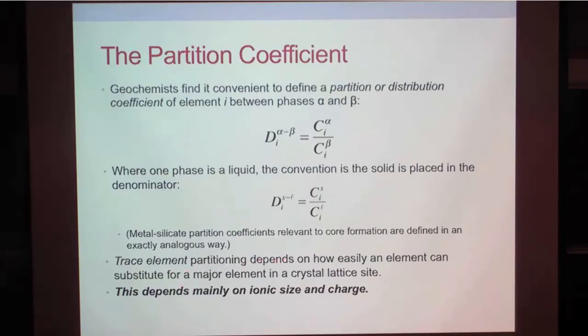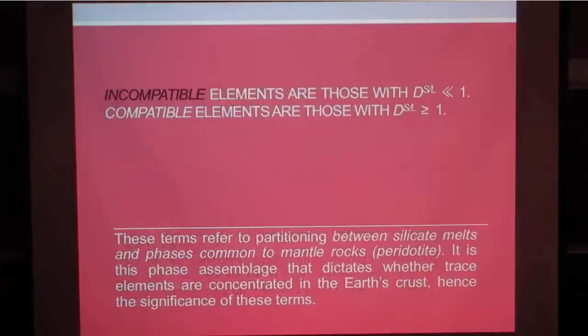Now, trace element partitioning, at least particularly for silicates, the kind we'll be talking about, depends mainly on how easily an element can substitute for a major component, because the trace elements don't form their own phases. They have to find a place in existing crystals, and that depends mainly on the ionic charge and the ionic size of the substituting ion.